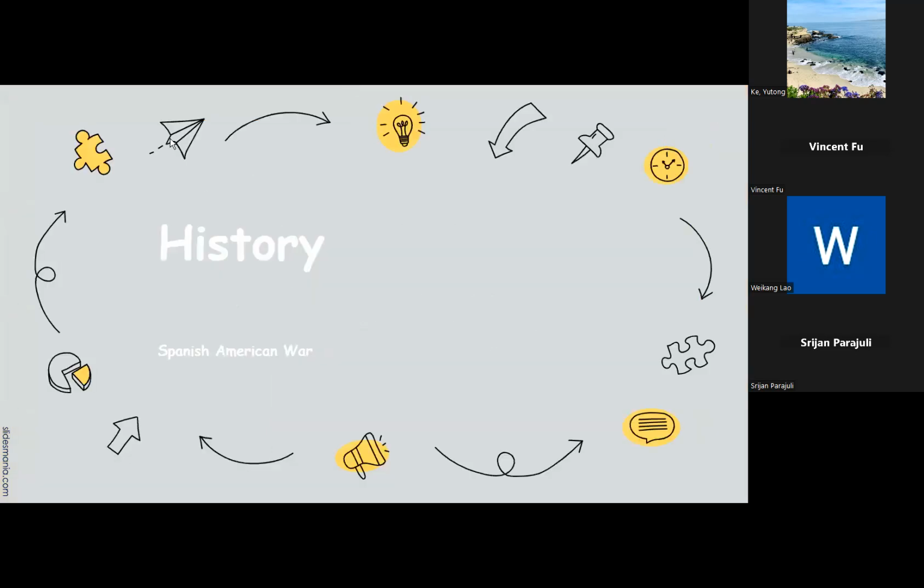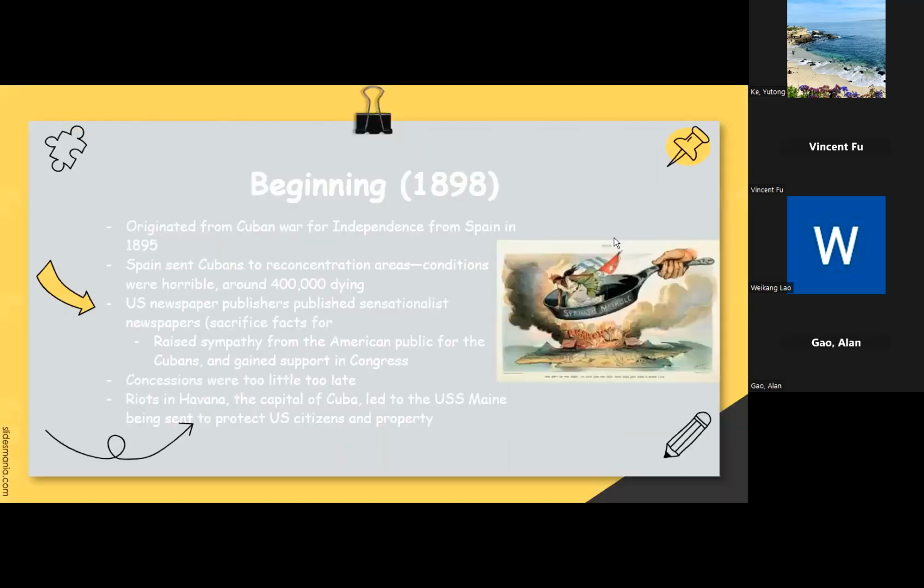And so for history. All right, today we're doing the Spanish-American War. It began in 1898, but it started because of the Cuban War for Independence from Spain, which started in 1895. Spain sent Cubans to reconcentration areas. This is the first time that this type of thing was used in history.